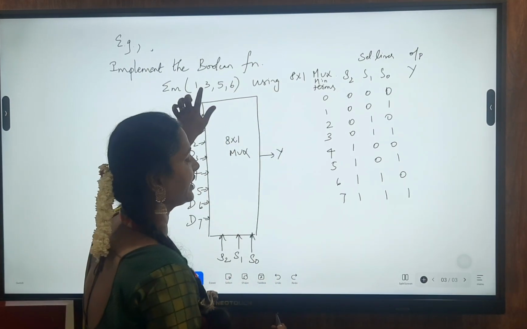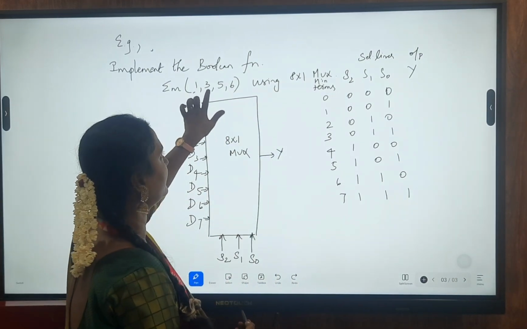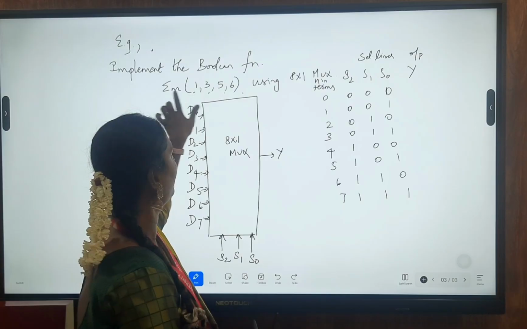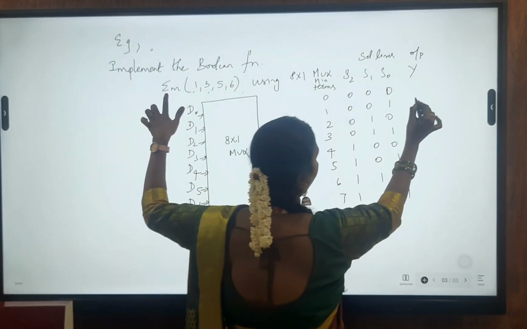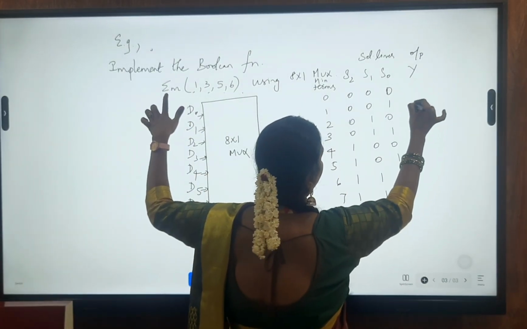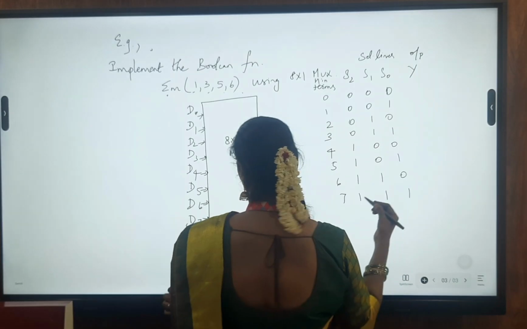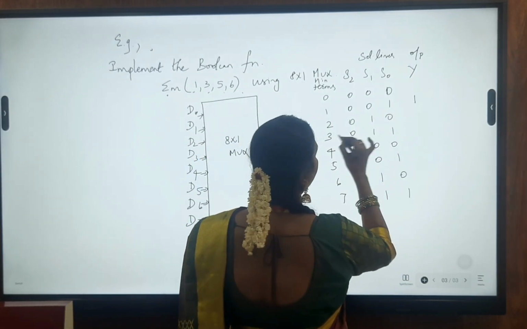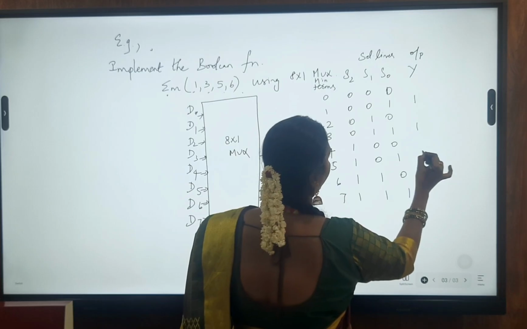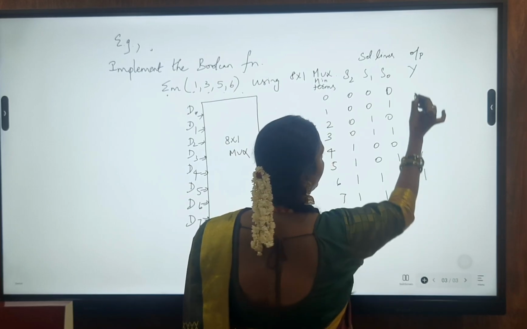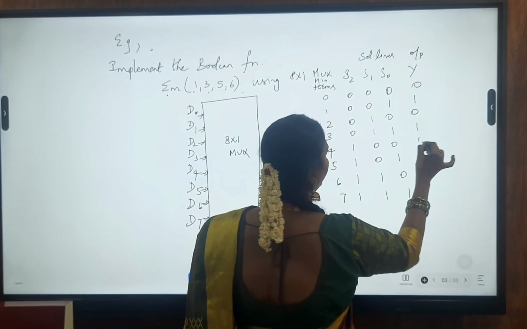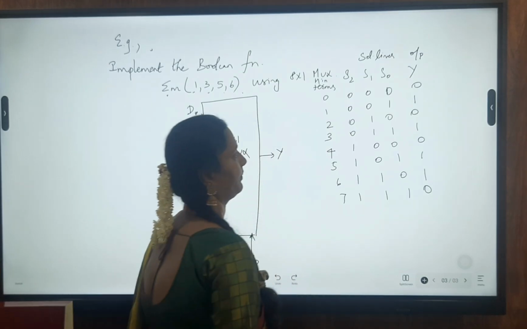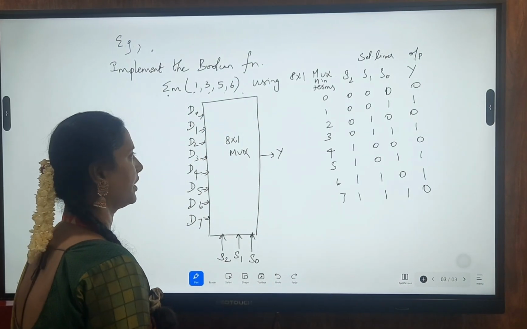So what is given in the question? It is 1, 3, 5 and 6 that were the minterms. So for 1 it is 1, 3 it is 1, 5 it is 1 and 6 it is 1. So the rest were 0.